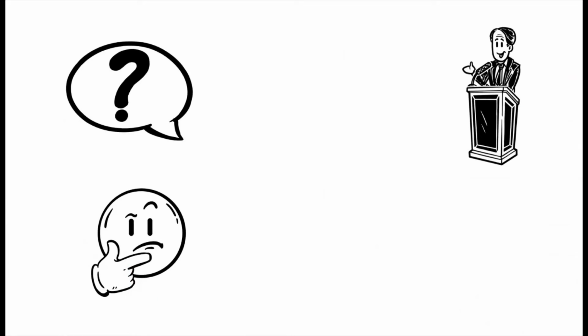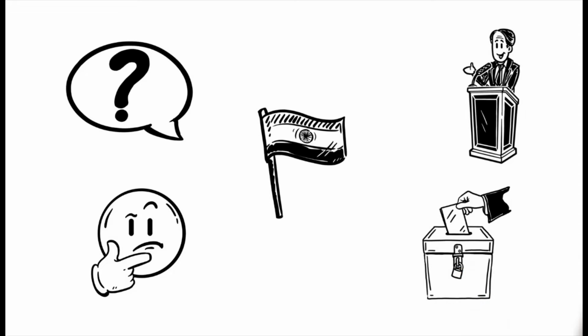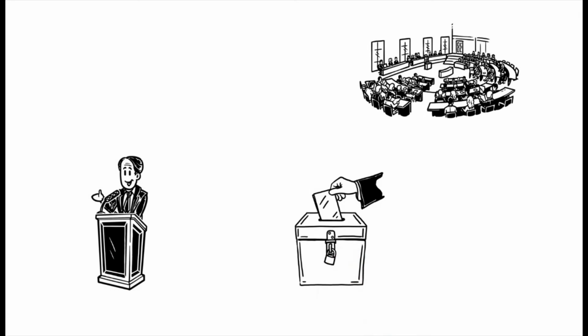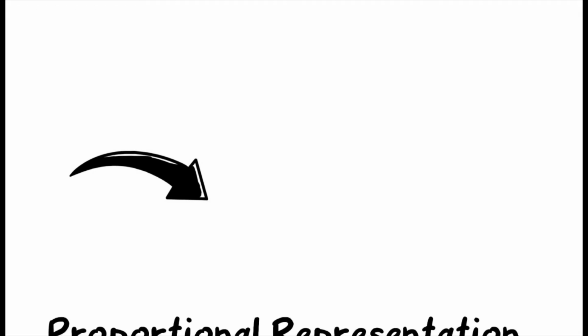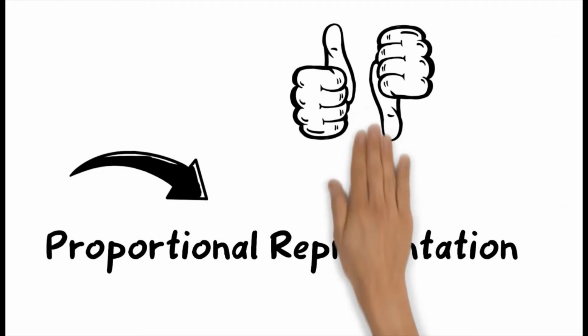Wondering how Vice President is elected in India? The Vice President of India is elected by the members of the Electoral College, consisting of the members of both Houses of Parliament. It is in accordance with the system of proportional representation, by the means of the single transferable vote.